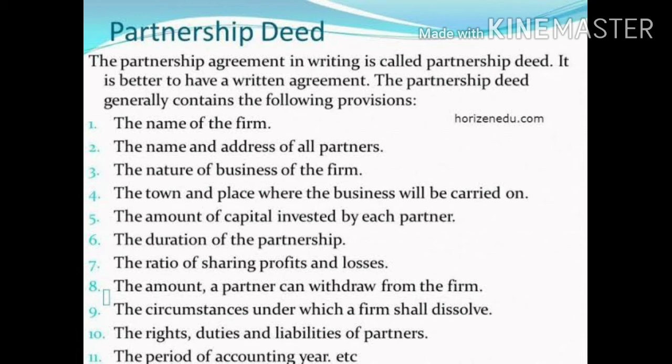Then the profit sharing ratio, salary, whether they will be given or not, goodwill, the valuation methods, accounting period of the firm, methods of recording the firm's account, auditing, date of commencement of partnership, duration of partnership, use of the decision of Garner and Morris, bank accounts, rules to be followed in case of admission of partner, in case of retirement, in case of settling the dispute, and so on.